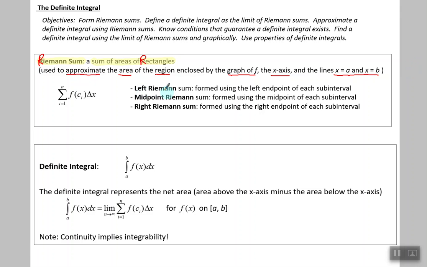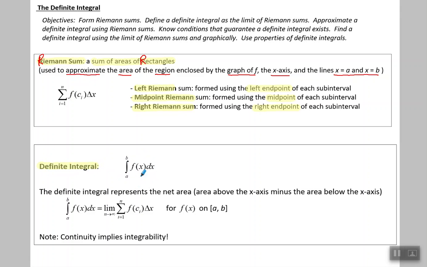A left Riemann sum means that we're using left endpoints for each subinterval, while a midpoint Riemann sum is formed using the midpoint of each subinterval, and the right Riemann sum is formed by using the right endpoint of each subinterval. We explored different uses of endpoints last time when we talked about area, where we took the sum of the area of each rectangle, the function value being the height of the rectangle, and delta x being the width of the rectangle. Let's explore the connection between Riemann sums and definite integrals.